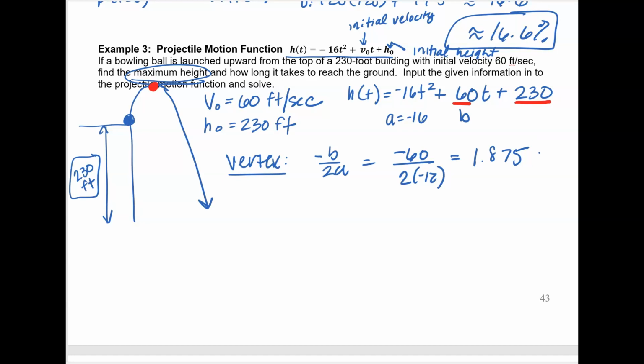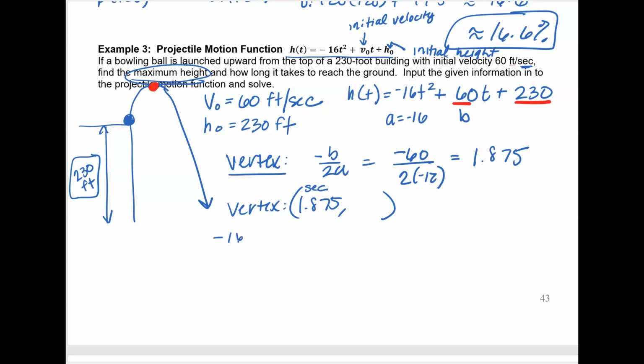Now this is going to be my x value of the vertex. So the vertex is a coordinate pair, so 1.875, that's the x value, and the input in this case would be time, because the velocity is in feet per second, so this would be seconds. So it means that after 1.875 seconds, that bowling ball is at the highest point in the air. But notice it didn't ask the time for the maximum height, it asked the maximum height. So we actually have to plug that into the equation to find the max height.